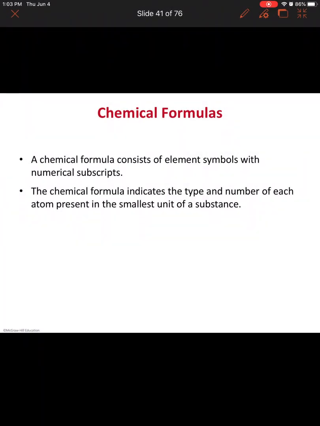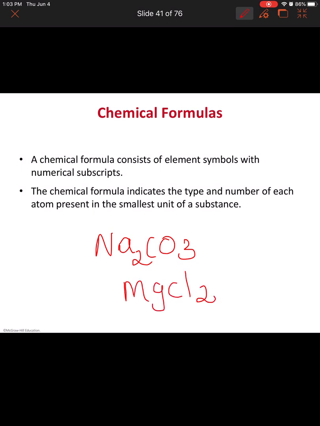Hello everyone. I'm going to explain here how you can write the chemical formulas for ionic compounds. A chemical formula consists of element symbols with numerical subscripts. You may have seen some chemical formulas like Na2CO3, or magnesium chloride, MgCl2. You may be wondering, how do we get these subscripts and how can we write these formulas? In this section you're going to learn how to do that.